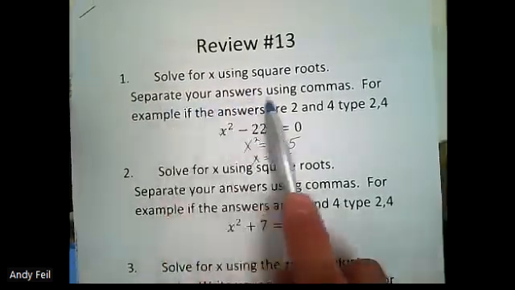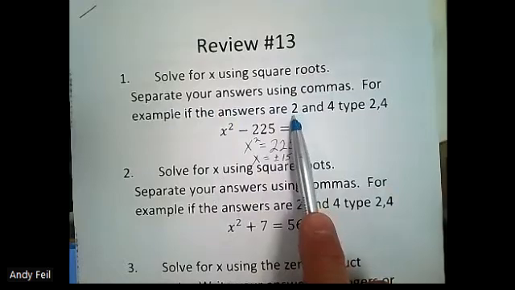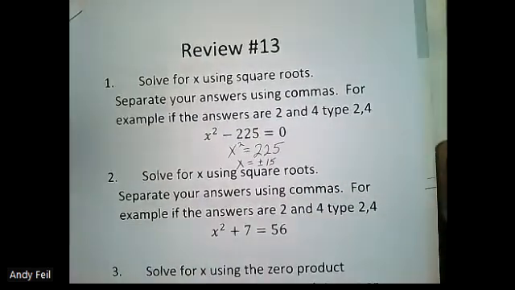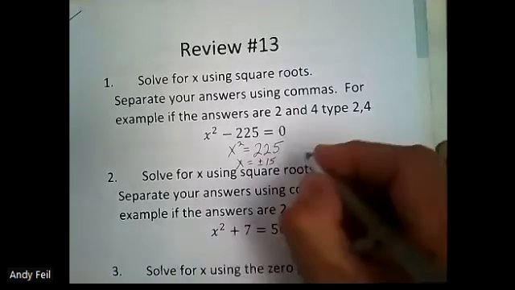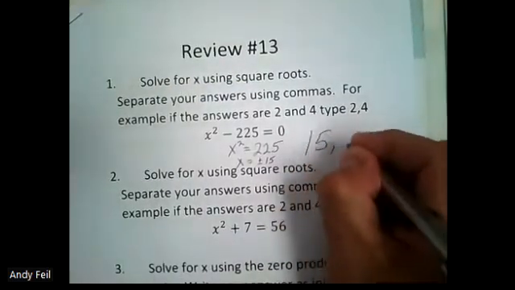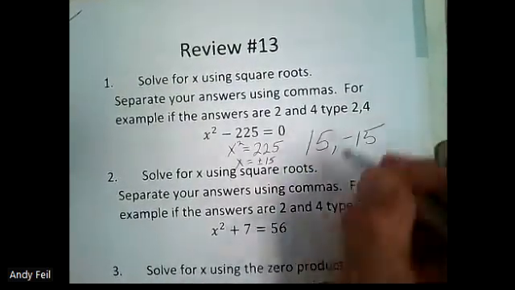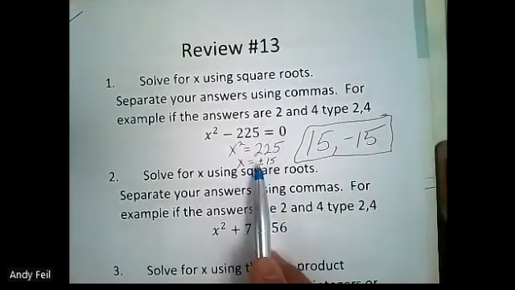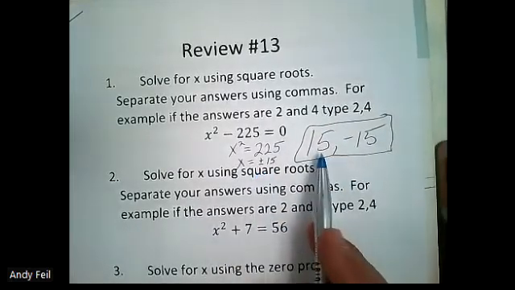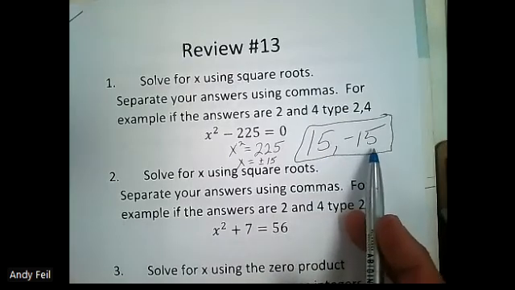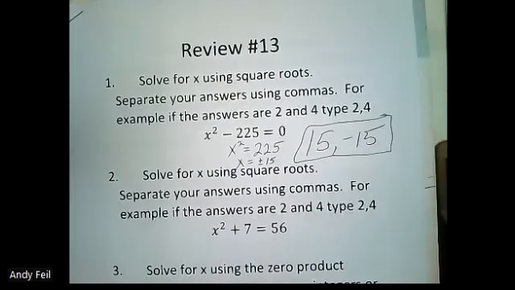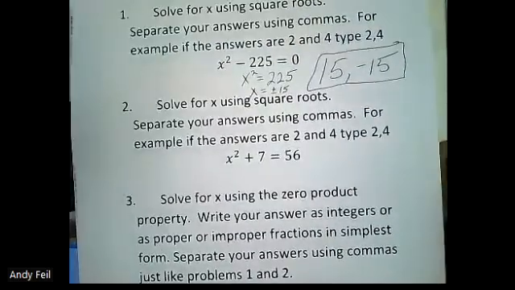Now it says separate your answer using commas. For example, if the answers are 2 and 4, right? 2, 4. So if this was the test tomorrow, you got to be able to let the computer know that you know the answer. So here's how you do that. You just write 15, negative 15. That's how you type it into the computer. You don't have a plus or minus button on the computer, so you got to write it like this. Positive 15, negative 15. Would it be okay to turn that around and put negative 15, positive 15? Totally okay.